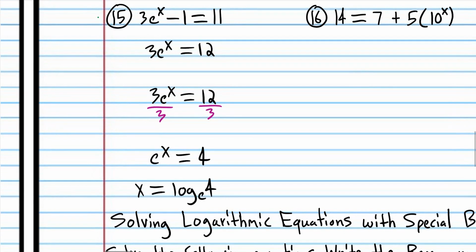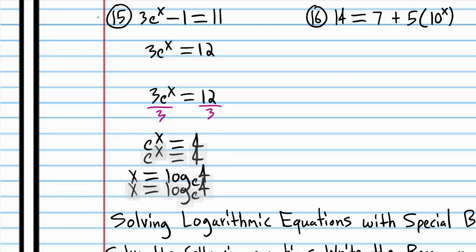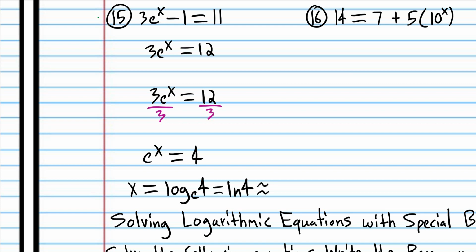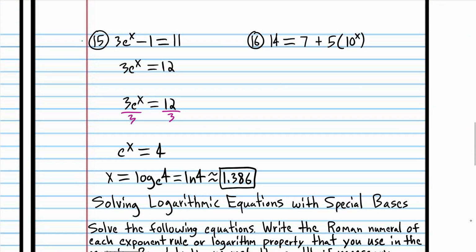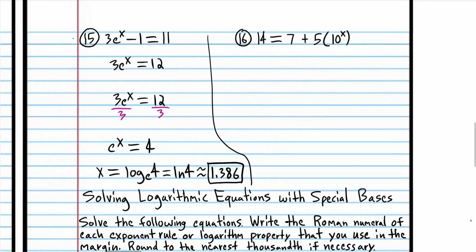So we have log base e of 4. But again, there's abbreviated notation for these special bases. So log base e of 4 can be written as ln 4, and that can be approximated. In my iPhone, I'm going to enter 4 and then the ln button, and I get 1.386. Now again, if you're using a graphing calculator, it's going to be very, very different. Okay, so I want you to try number 16, and when you come back, we'll do it together.